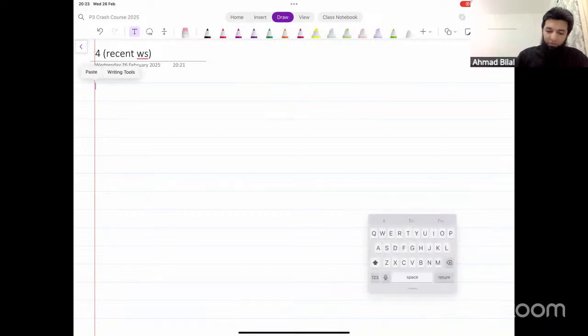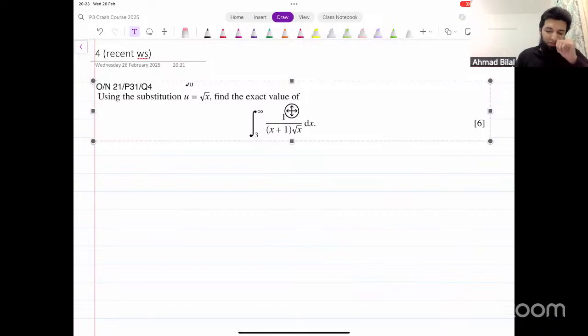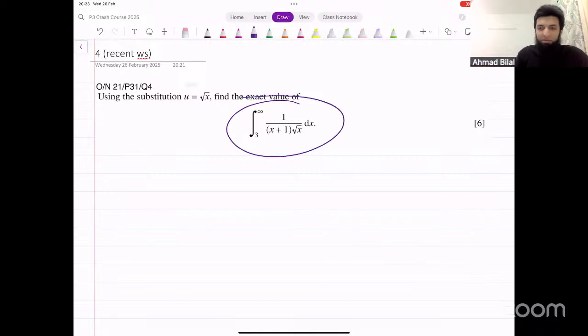Question number 4 from that worksheet. Let's try this. It says using this substitution, u equals square root of x, find the exact value of this integral. It's a 6-point question.